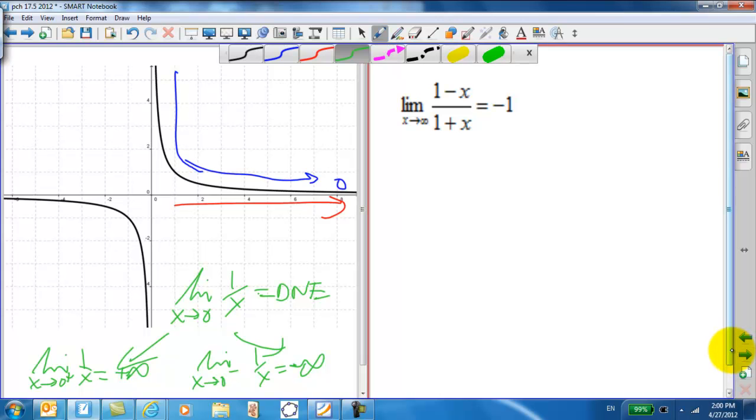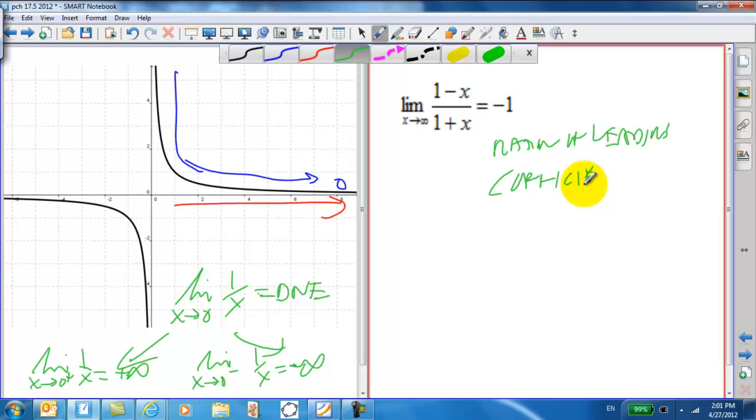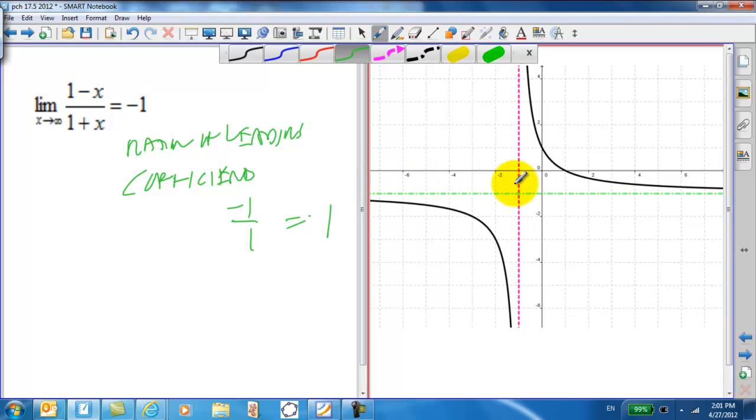Limit as x goes to infinity of (1 minus x) over (1 plus x). Well, this one is nice to look at the graph. We can also look at the ratio of the leading coefficients. Because the degrees are the same, we get negative 1 over 1, which equals negative 1. And that bears out in the graph here. Notice there's our horizontal asymptote of y equals negative 1.